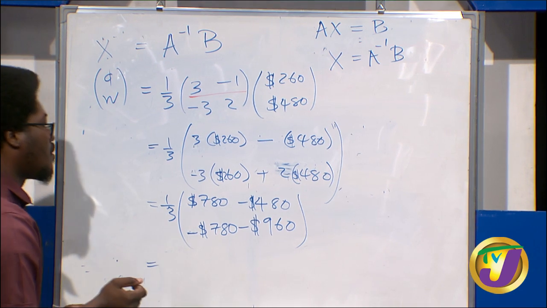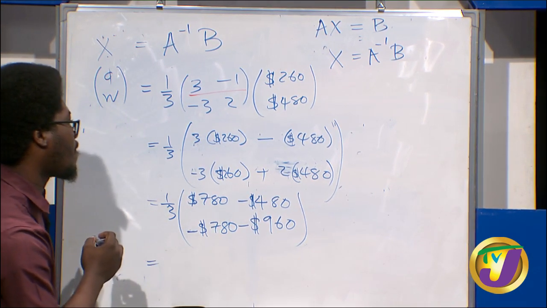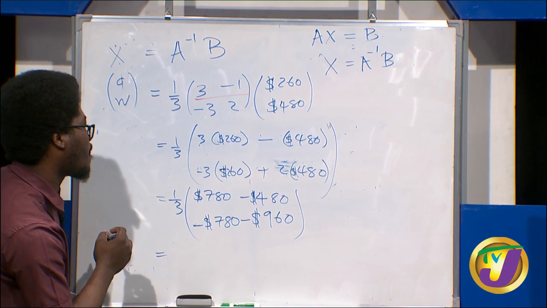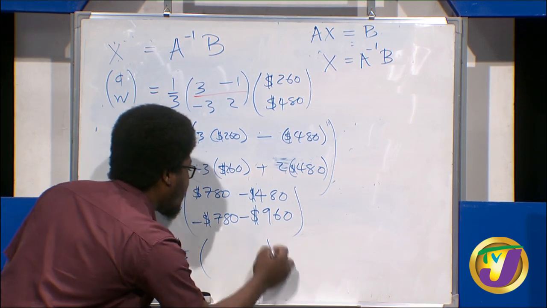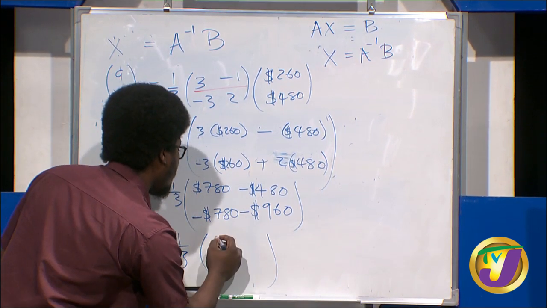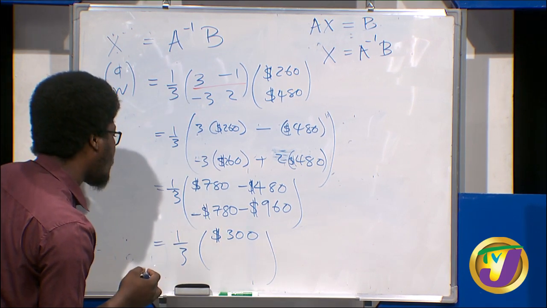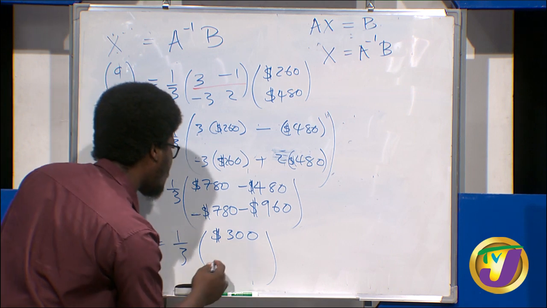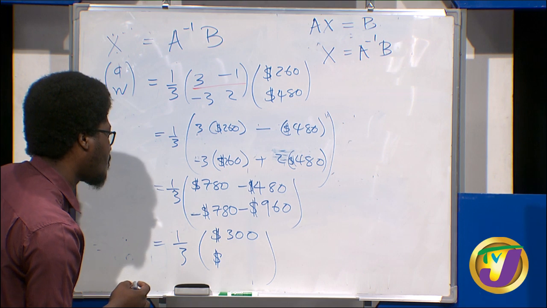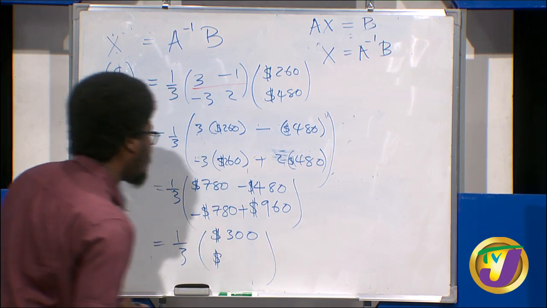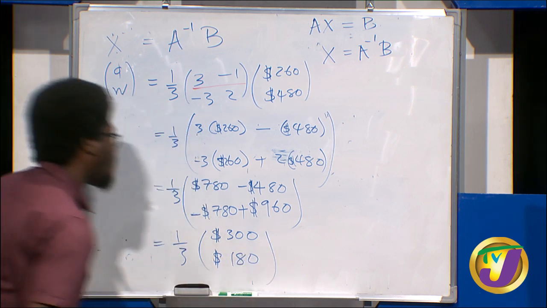All right. We're going to simplify these expressions now to get 300. And we're going to simplify this one to get, oh, this should be a plus. Okay, good. This will give us 180.